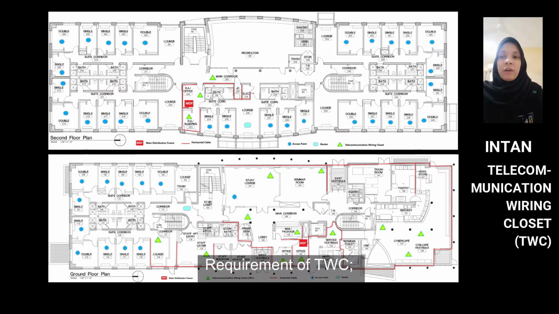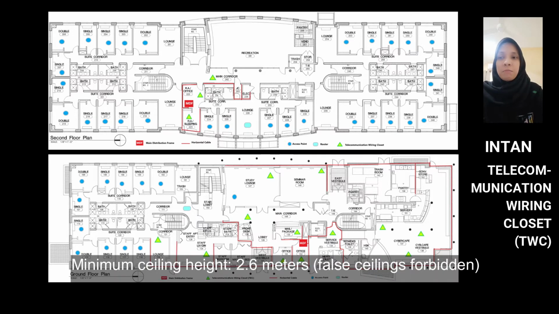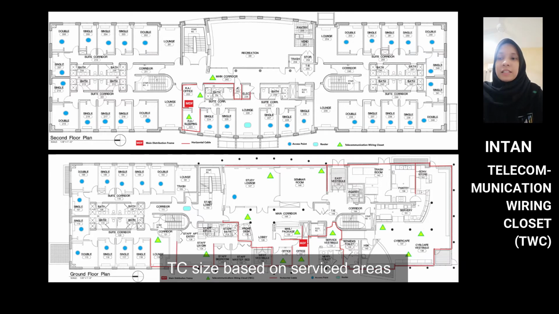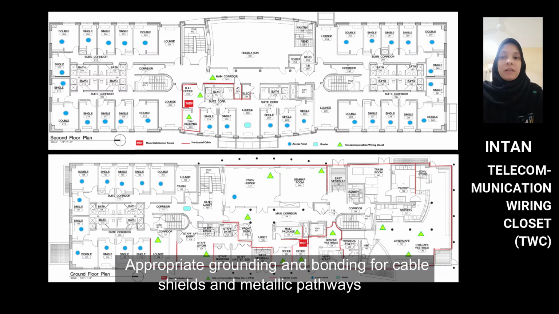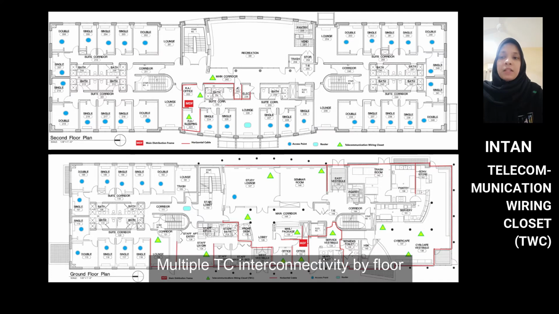Alright, the requirements of TWC are: minimum ceiling height of 2.6 meters, false ceiling forbidden. TWC size based on the service area, at least 1 meter equipment and cross network clearance, appropriate grounding and bonding for cable, shield and metallic pathway. And last, multiple TWC interconnectivity by floor.